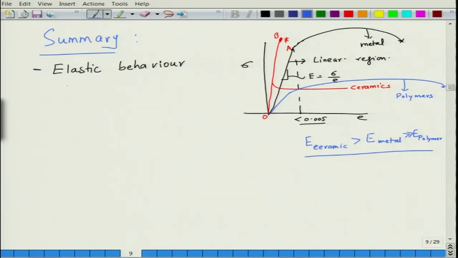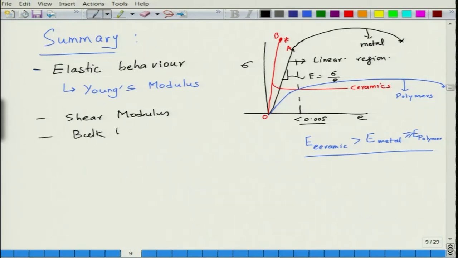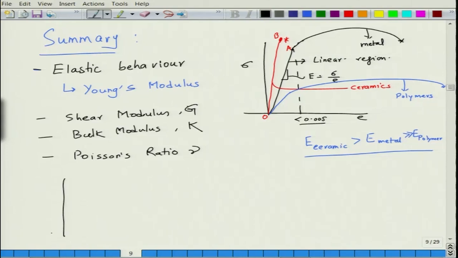From this we learnt about a quantity called Young's modulus, which is valid basically for tension or compression. Now, there are other values we looked at. We looked at shear modulus and bulk modulus. Shear modulus is G, bulk modulus is K. And then we looked at what we called Poisson's ratio nu. All these properties, as we saw, are interrelated.